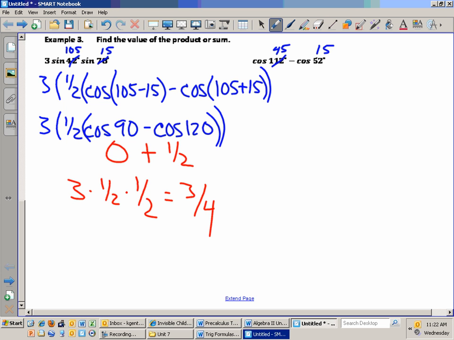Cosine 90 is what? 0. And cosine 120 is negative 1/2. 0 minus the negative 1/2 is a positive 1/2. So now you just have 3 times 1/2 times 1/2.